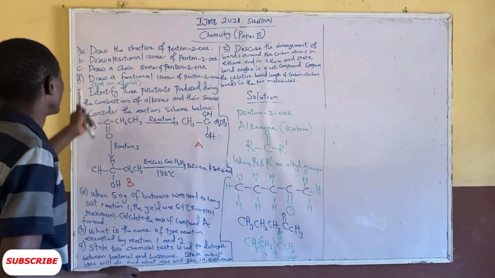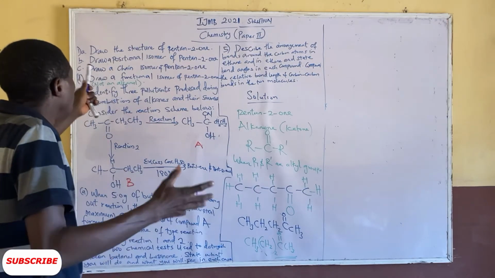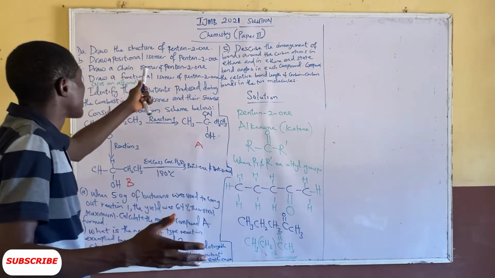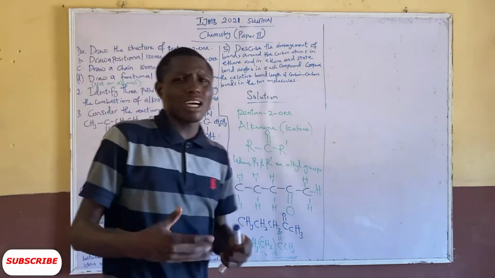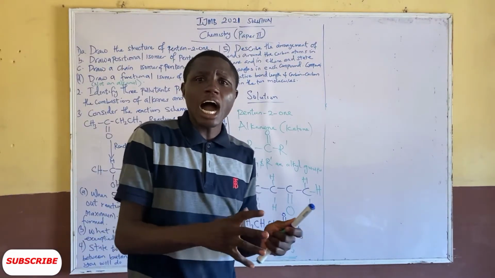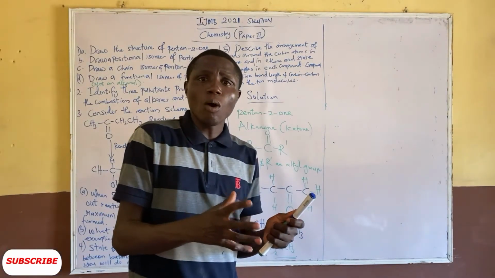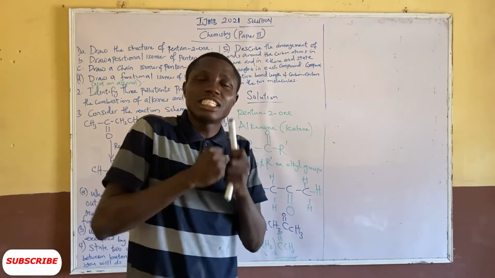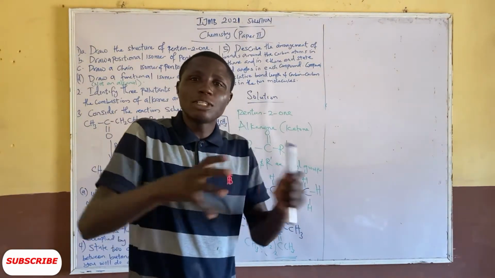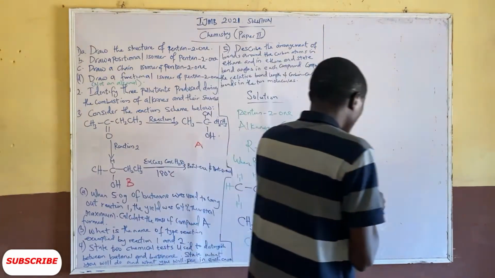So this is pentan-2-one. Now the second question says that you should draw the positional isomers of pentan-2-one. When we are talking about isomers, these are compounds which have the same molecular formula but different structures.